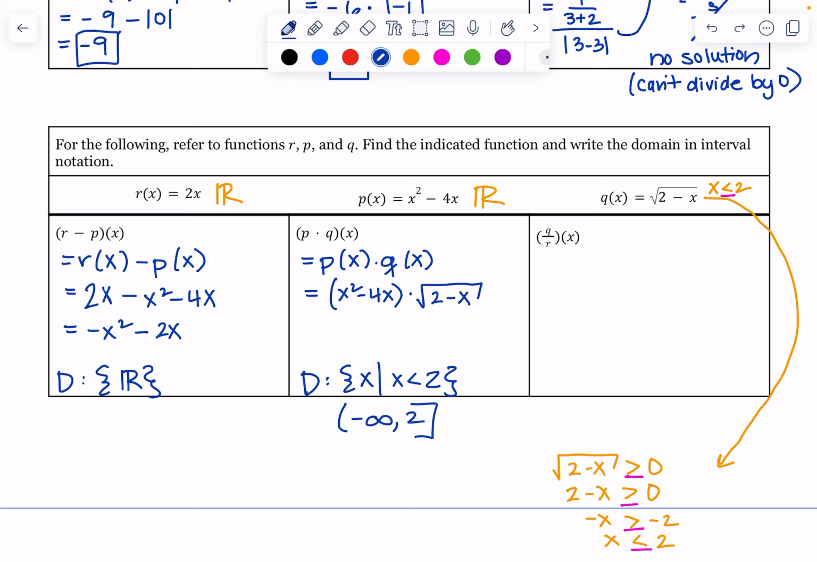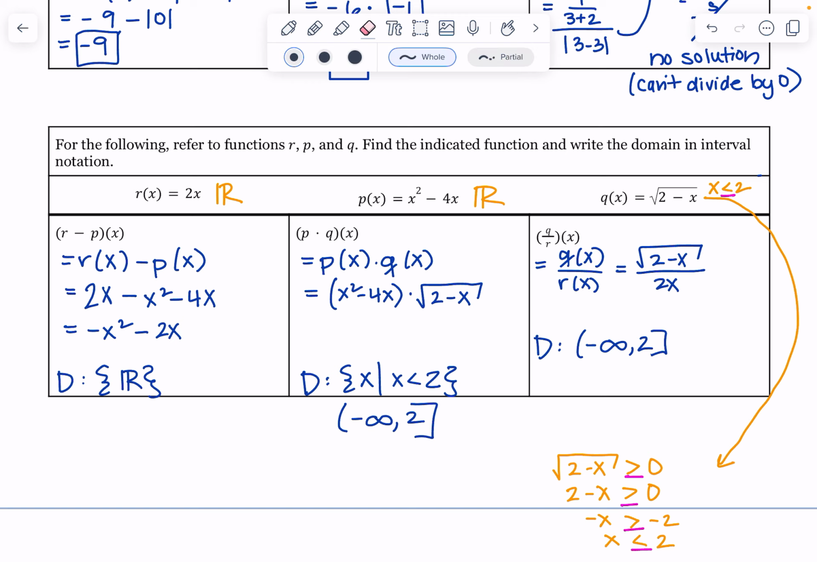All right, last one, we have q over r of x, which is just the same thing as q of x over r of x. And when I plug that in, I'm going to have the square root of 2 minus x all over just 2x. When I consider the domain, r of x is all real numbers for the domain. For q, we need our domain to be less than or equal to 2. So the intersection is just going to be this less than or equal to 2. So the domain was going to be negative infinity to 2.